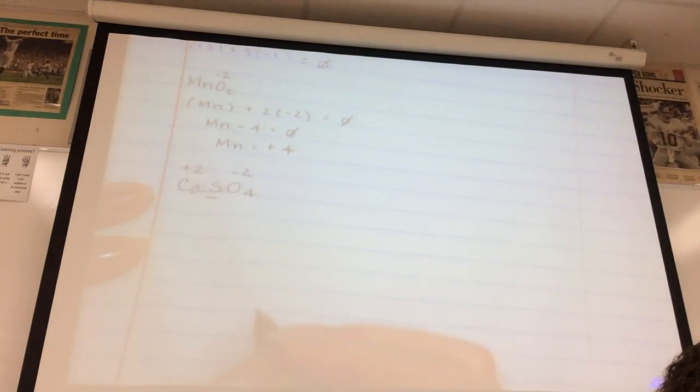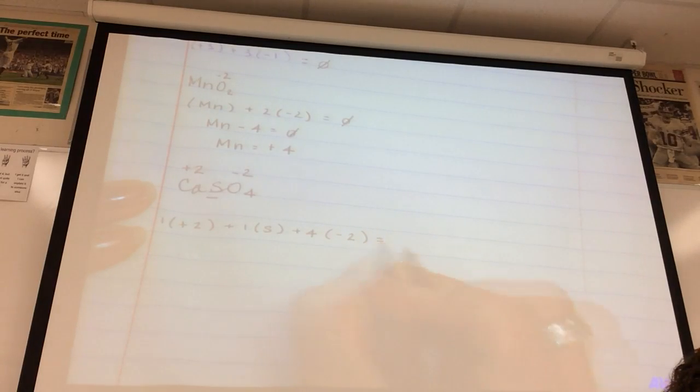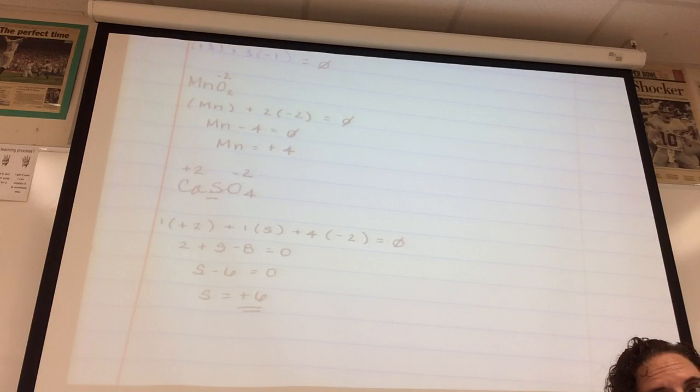And now you work it algebraically. You have 1 calcium at +2. You have 1 sulfur. I probably wouldn't put those ones in. And 4 oxygen at -2. And compounds are set equal to 0. So you have 2 plus sulfur minus 8 is equal to 0. Sulfur minus 6 is equal to 0. Sulfur is equal to +6. So the oxidation number of sulfur in a sulfate-containing compound is +6. And you will learn some of these as you go.